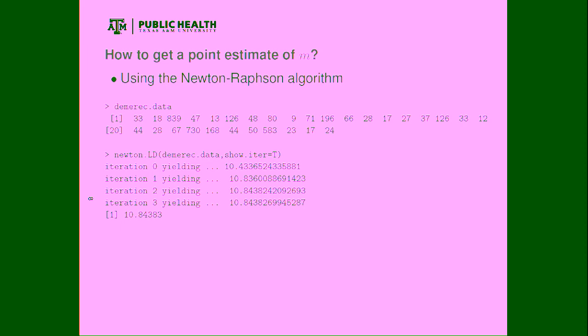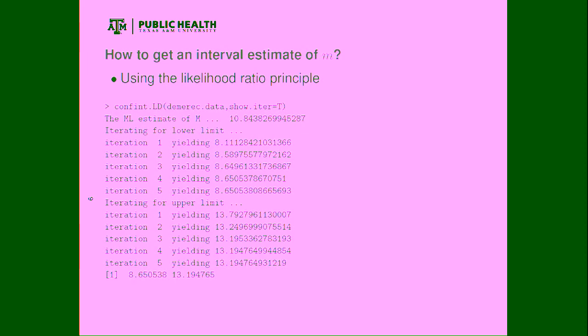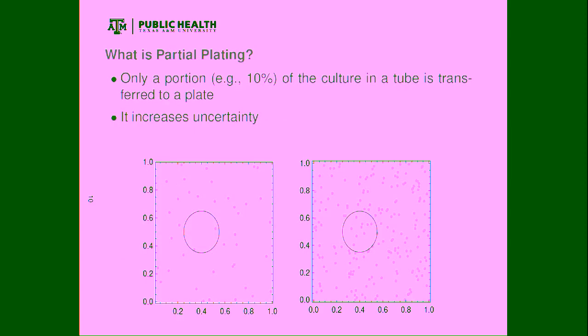So how can we figure out the number of mutations, M? Use newton.LD, and then you see after some iterations, we get an estimate of M. Similarly, we need a confidence interval for M, the lower and upper limits. Then again, you use confidence.LD, and I get the upper limit and the lower limit, from 8.6 to 13.19, which means the expected number of mutations could be between 8.6 and 13.19.